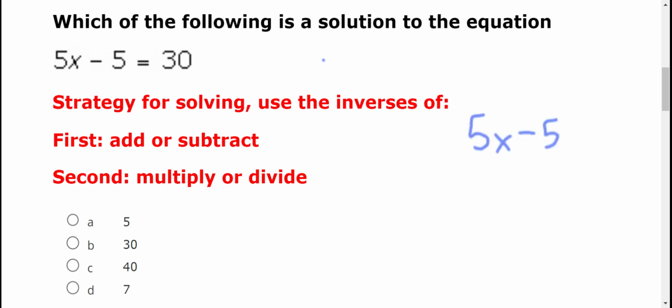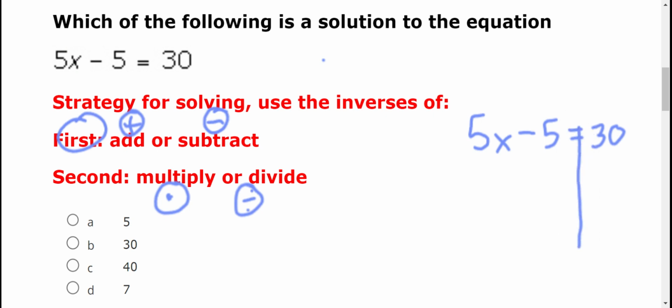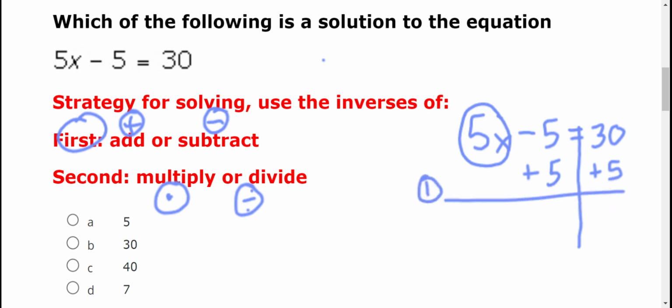5x minus 5 equals 30. So first, we're always going to add or subtract first, and then we multiply or divide using our inverses of what's happening to the variable. So we're going to move our equal sign down. Here's our variable. So we're going to do the inverse of subtracting 5. This is going to be our first step.